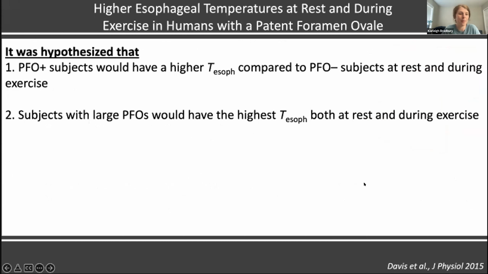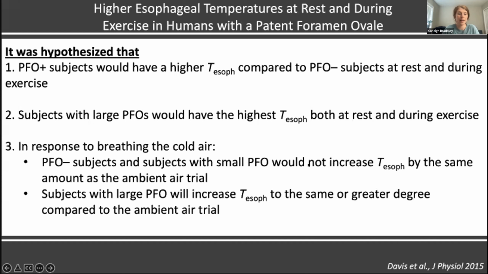In this study, they hypothesized that PFO positive subjects would have higher esophageal temperatures compared to PFO negative subjects, both at rest and during exercise. Subjects with large PFOs would have the highest esophageal temperatures at rest and during exercise. In response to breathing the cold air, the PFO negative subjects and subjects with a small PFO would not increase esophageal temperature by the same amount as in the ambient air trial, so they would have lower core temperatures while breathing the cold air compared to the ambient air. Subjects with large PFOs would increase esophageal temperature to the same or greater degree compared to the ambient air trial.